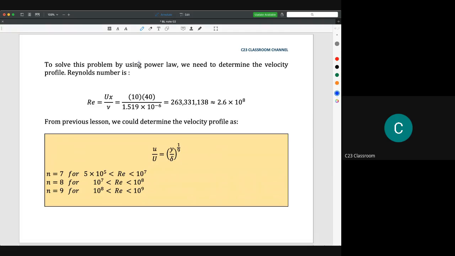And now we do the calculation by using the power law method. First, we need to estimate the Reynolds number. The Reynolds number can be calculated by Ux over nu, or rho Ux over mu, where nu here is the kinematic viscosity. So we substitute everything, and we get around 2.6 times 10 to the power of 8. To make it more specific, let's say we use the velocity profile of y over delta to the power of 1 over 9, because the Reynolds number ranges from 10 to the power of 8 to 10 to the power of 9 here.